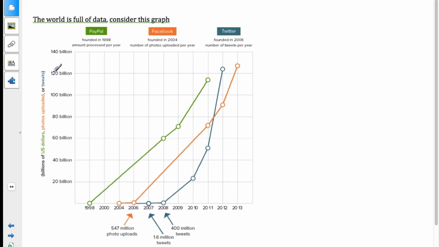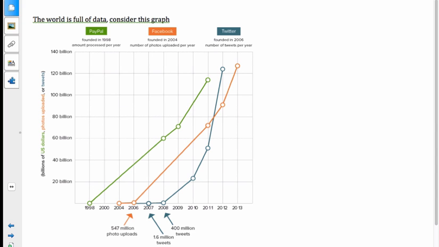Here we have a wonderful graph of PayPal, Facebook, and Twitter. And these are the number of years since 98 and so on. Each of these units are in billions, but PayPal is billions of dollars. Facebook is billions of photos uploaded. And Twitter is the number of tweets. So even though the numbers are the same, the units of this vertical axis are different. We have different graphs here to look at.